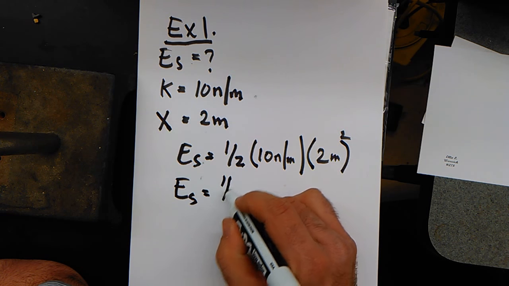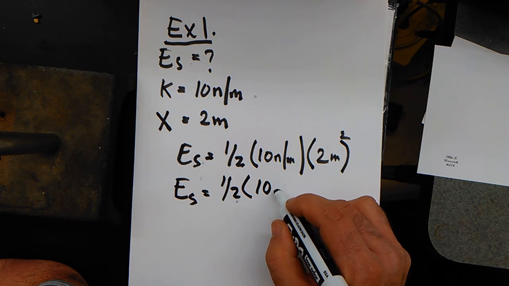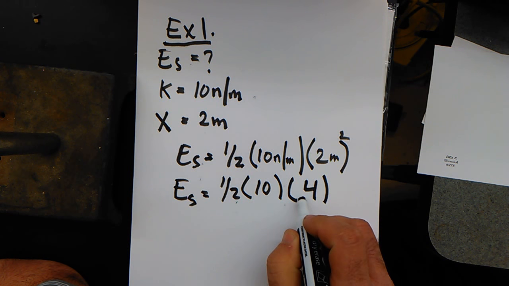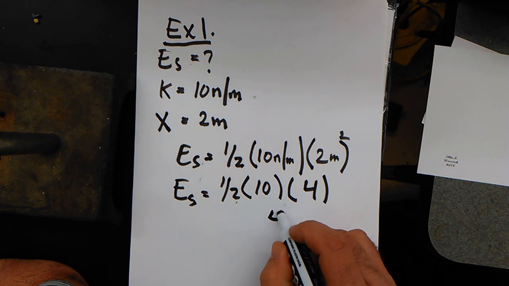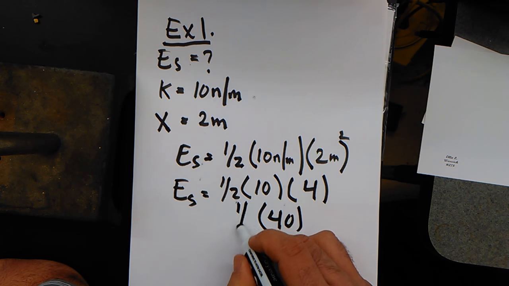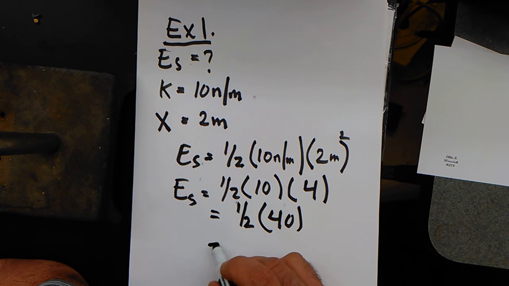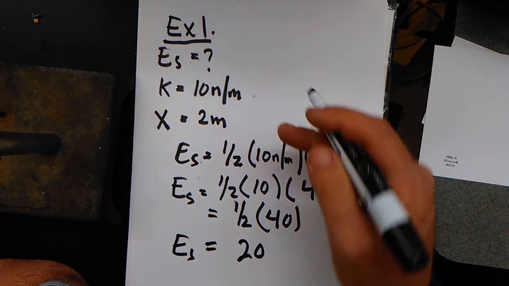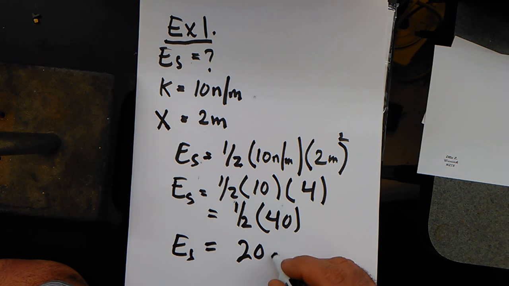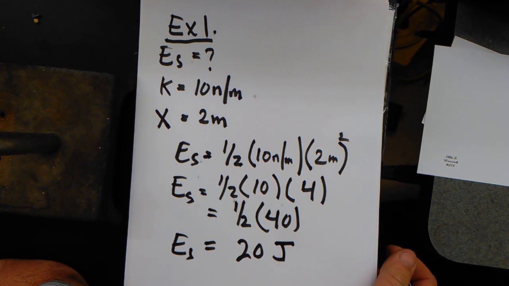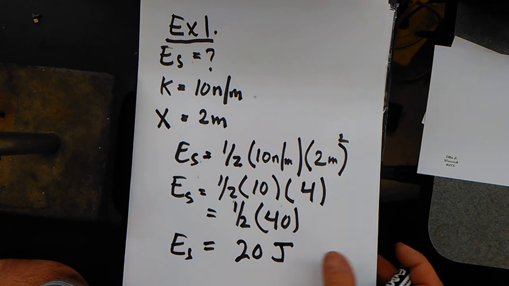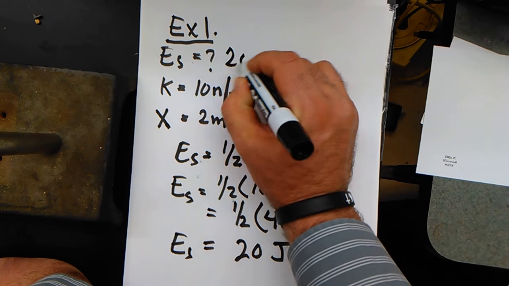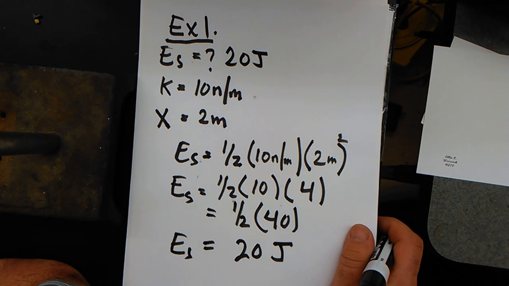So let's go ahead and find what this energy is. Energy of a spring, half times 10 times 2 squared, which is 4. 10 times 4 is 40. Half of 40 is 20. So we just solved it for the formula, and the units here for energy are joules. So the energy stored by the spring here is 20 joules. And that's the basic simple version of that.